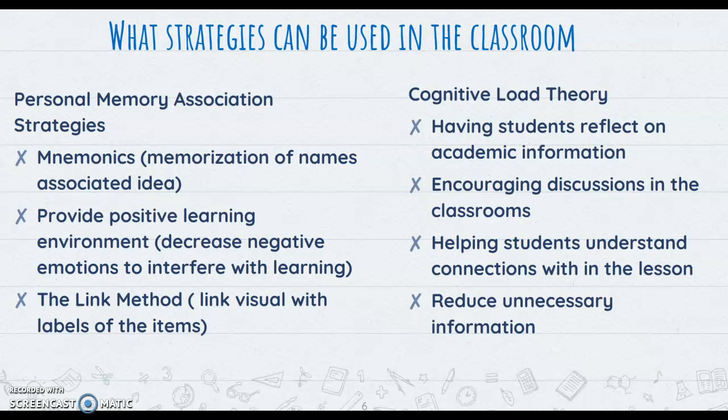And another one is cognitive load theory. Some of these strategies you can use in the classroom would be having students reflect on academic information, encouraging discussions in the classroom. That helps with reflection as well, helping students understand connections with the lesson. Connections can be from their past, their previous knowledge, and they can connect that with the new materials from the lesson that is being presented, and also reduce unnecessary information, like information that's not necessary in the lesson. That means that if it's too much information, the student can be overloaded with that information instead of the key details that are needed for them to succeed in that lesson.